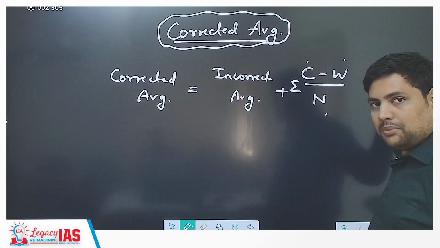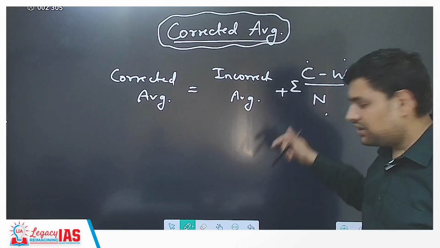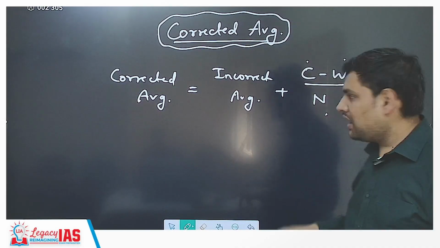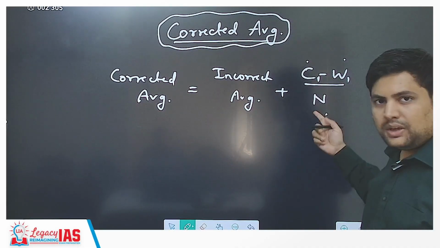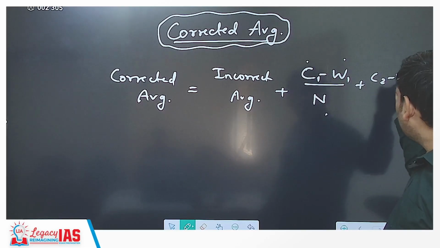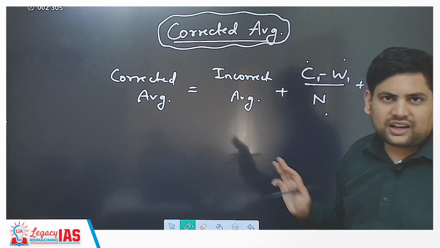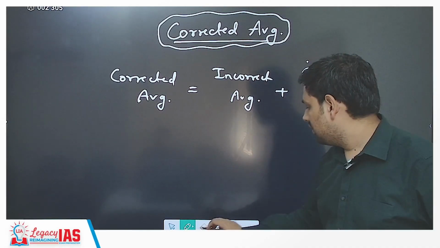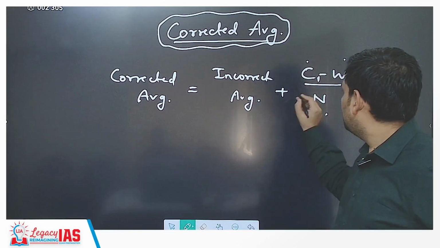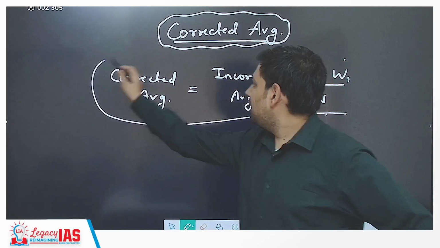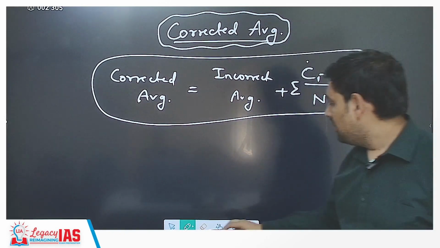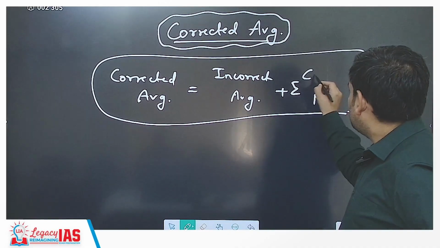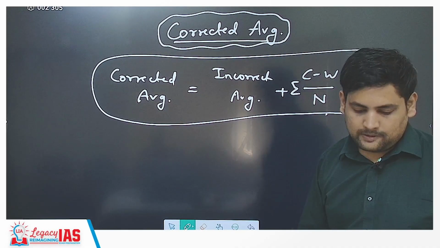Now if you have multiple incorrect entries like this, you have to do the summation of all of them. Summation means simply, if there are, let's say, two entries that are incorrect, so this is c1 minus w1 by n, and n will be the same for them. For the next one, it will be c2 minus w2 by n, like that. So that's why we write it as summation. This becomes your formula. Corrected average is equal to incorrect average plus summation of c minus w by n.